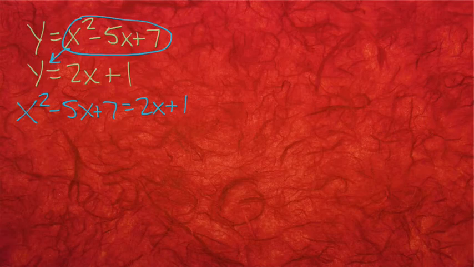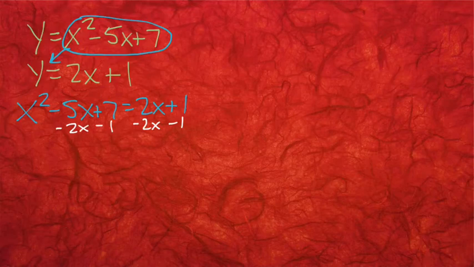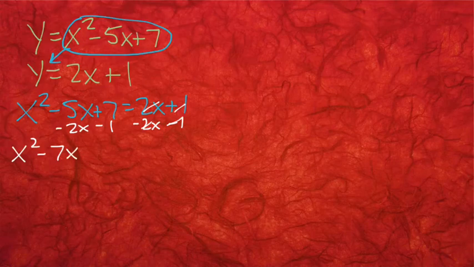That's okay, but if it's quadratic, I want to move everything over to the same side, so let's subtract 2x and subtract 1. So I have x squared minus 7x plus 6 equals 0. And the reason I did that is because now I'm trying to solve a quadratic, whereas in the example before, they were both linear, so we just used our basic linear solving skills.